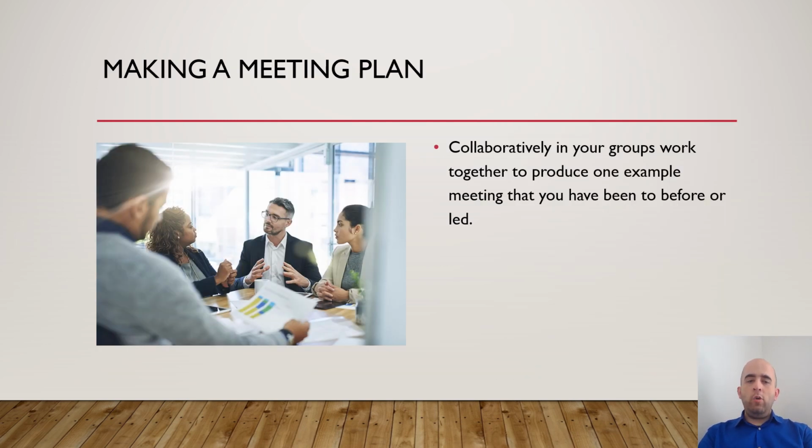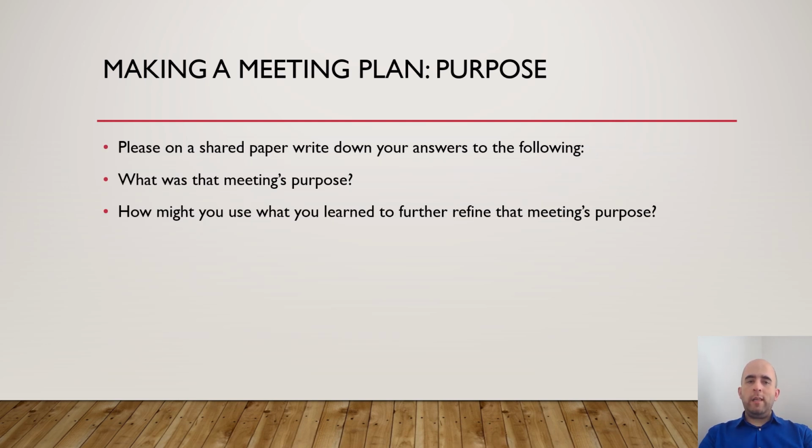And so now that we've talked about what to do before, I want you to start either in your group or with the people around you actually using these ideas to make a meeting plan. And so first, in your groups, come up with an example of one meeting that you've had before, or that you led before, that you've been a meeting attendant before. And so write down that meeting's purpose and how you might use what you've learned today to make this purpose better. Or if the purpose is great already, why is this purpose great?